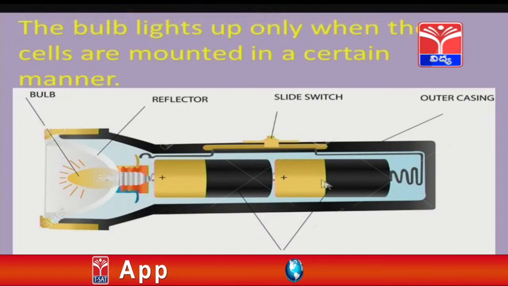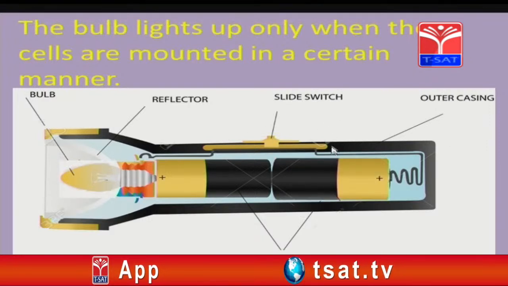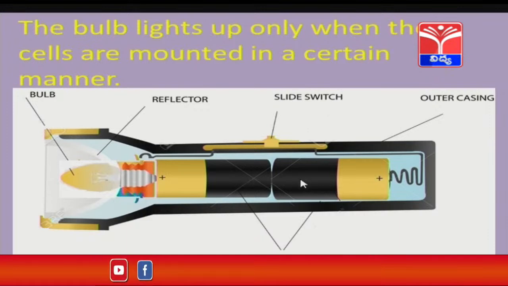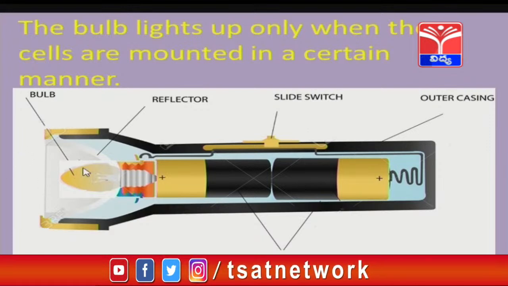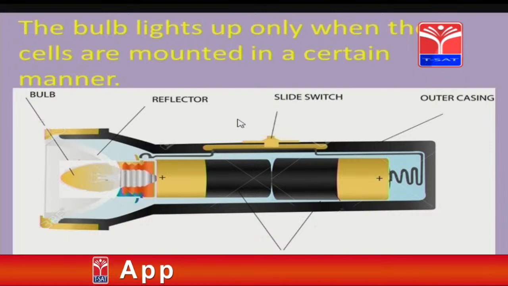Now I will reverse these cells, just see. Now the negative terminal of the battery is attached to the negative terminal of the other battery. It is the incorrect way. Now the bulb is in off position. We won't get light in this manner.